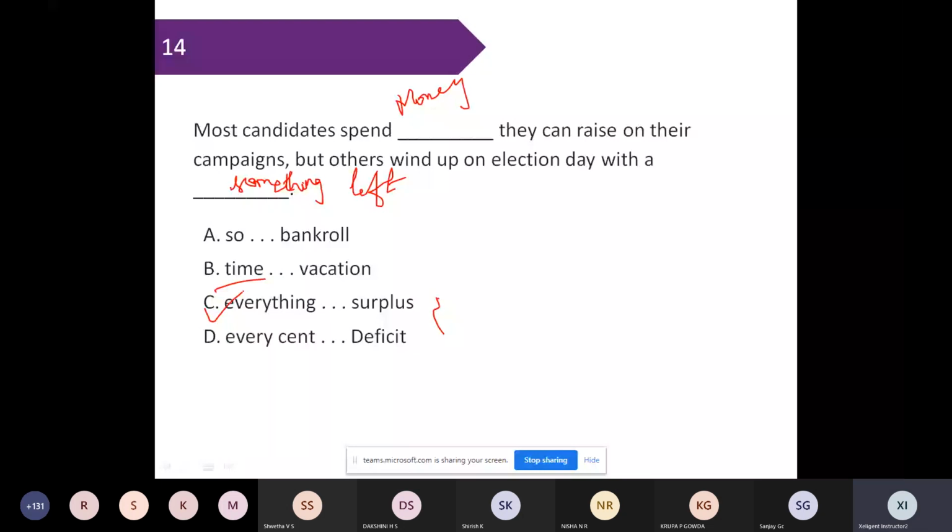But the statement is contradicting. You see here, but others wind up on election day with something. They have spent money or spent everything in the first statement. If you put deficit in the second statement, then there is nothing. But that's not the case. So the correct answer is option C.